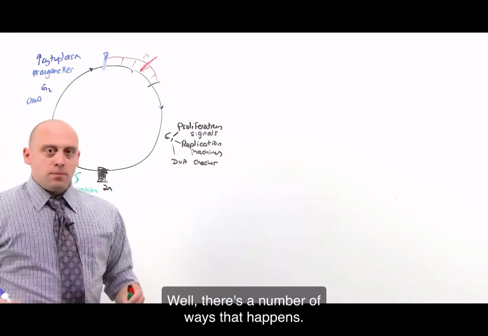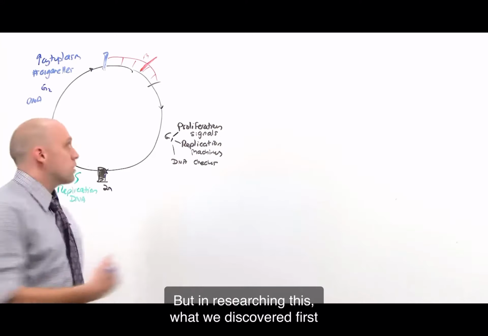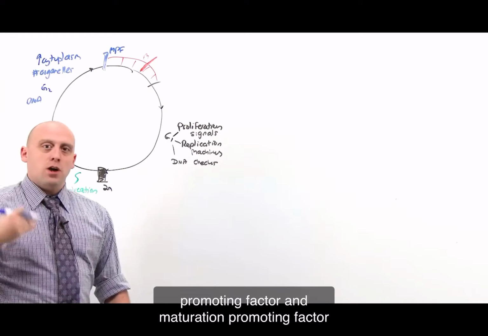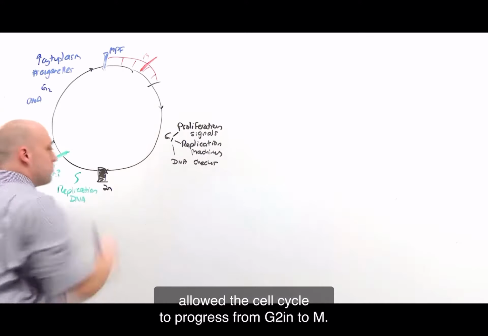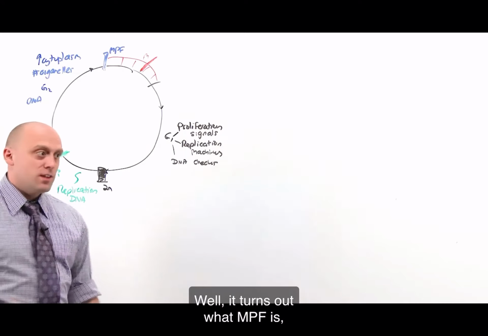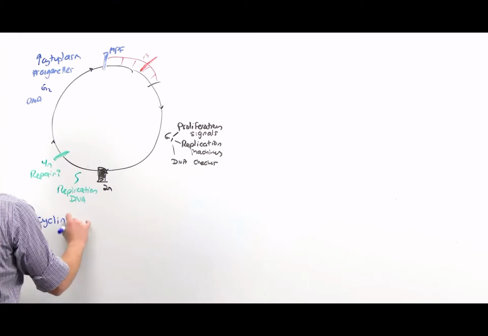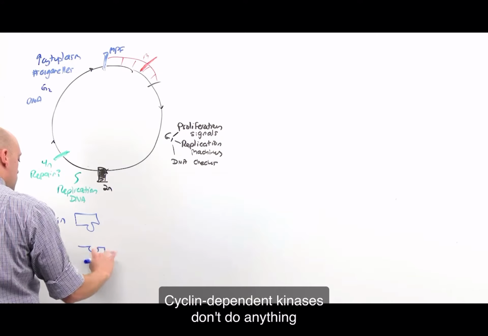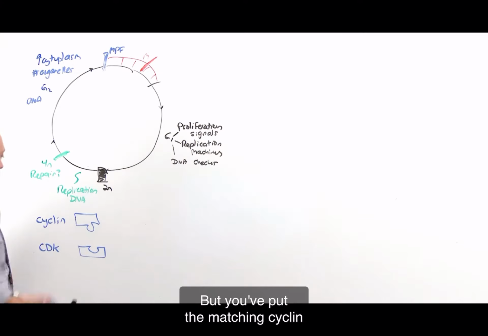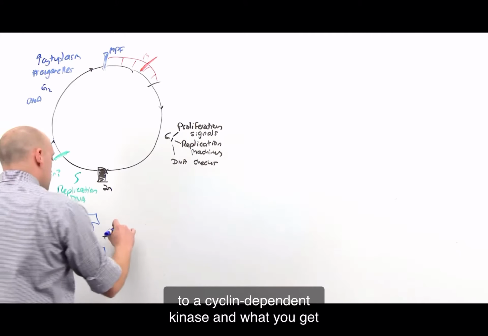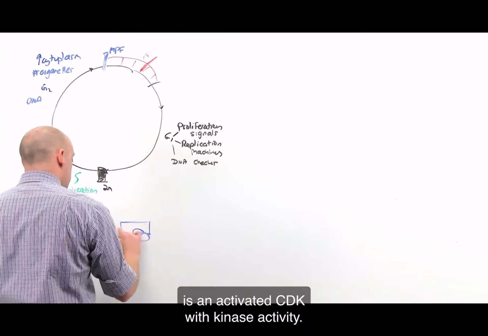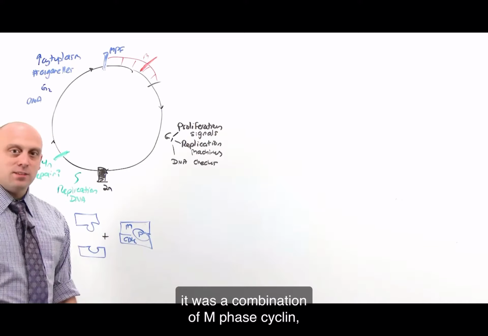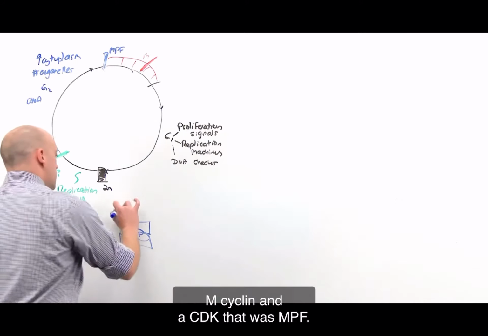Well, there's a number of ways it happens, but in researching this, what we discovered first was this mystery protein called maturation promoting factor. And maturation promoting factor allowed the cell cycle to progress from G2 into M. Well, it turns out what MPF is simply the combination of a protein called a cyclin with its corresponding cyclin-dependent kinase. Now, cyclin-dependent kinases don't do anything when they're not bound to their cyclin. But you put the matching cyclin to a cyclin-dependent kinase, and what you get is an activated CDK with kinase activity. In this case, it was a combination of M-phase cyclin, M-cyclin, and a CDK that was MPF.